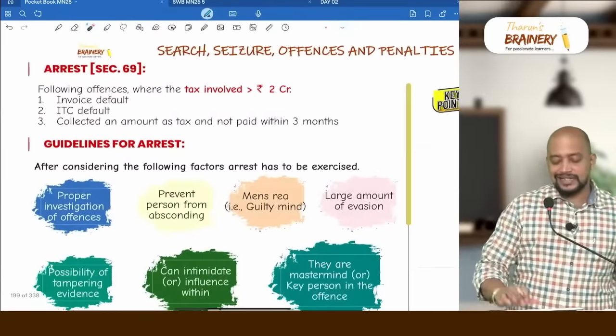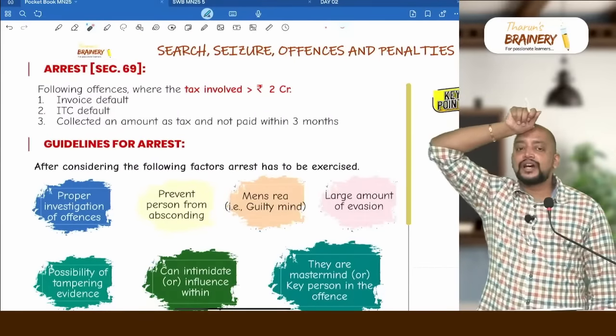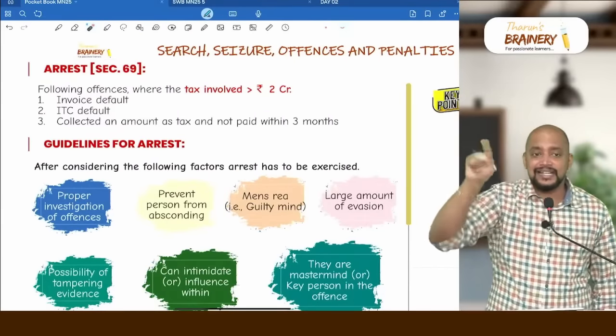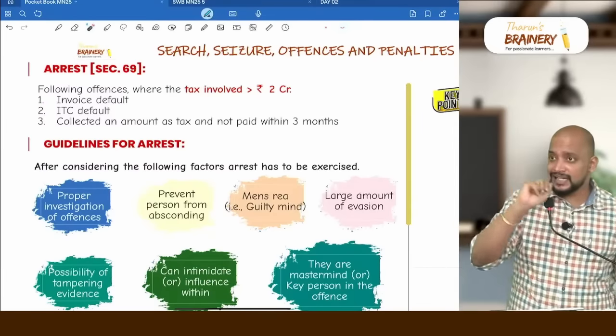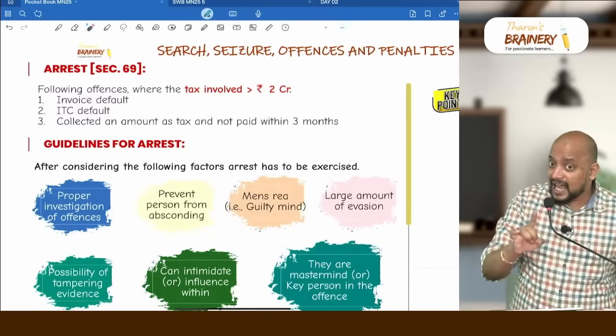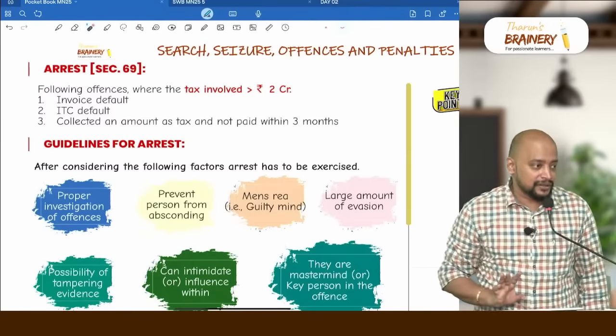Then we have arrest. What are the offences that lead to arrest? Remember IIC. What is that IIC? First, invoice default. Next, ITC default. C, collected an amount as tax not paid within 3 months.